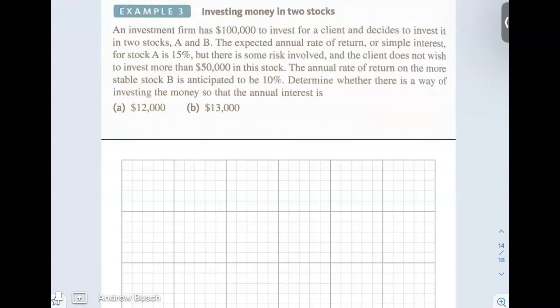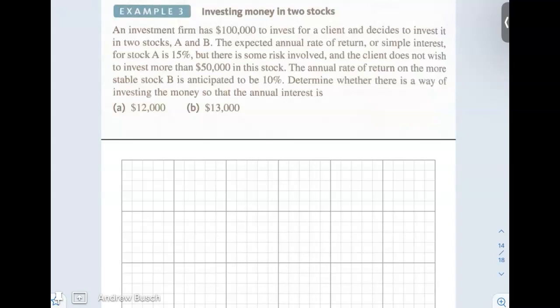The annual rate of return on the more stable stock B is anticipated to be 10%. Determine whether there is a way of investing the money so that the annual interest is A, $12,000, and then B, $13,000. So first thing we're going to do is look at the $12,000. But we don't know what we are investing into each stock, so we're going to label some variables.